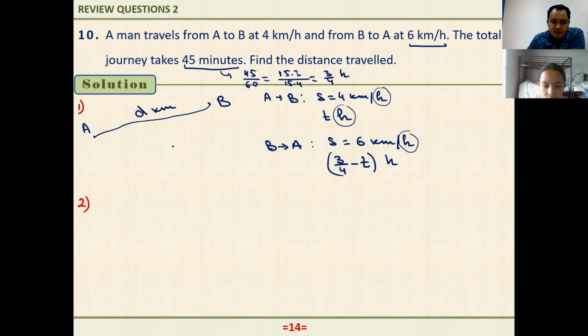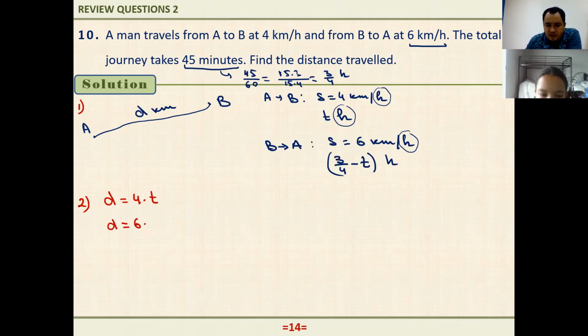So from A to B, let me just write the distance. And what is the distance? Speed times time, right? What is his speed? It is 4 here. 4 times, how many hours did it take? T hours. So it is 4T, right? And the second one is, how about from B to A? Distance didn't change here, right? And what was his speed? 6. So here we have 6.